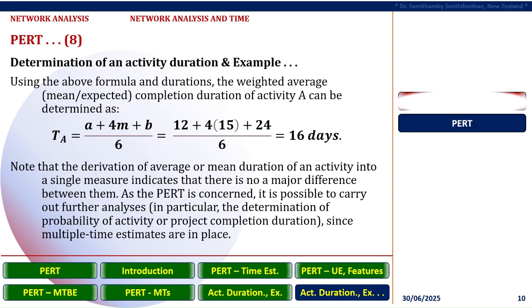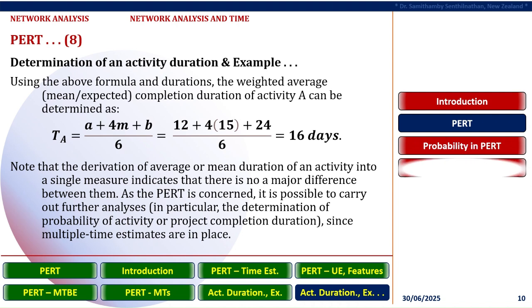Using the above formula and durations, the weighted average, mean or expected completion duration of activity A can be determined as time of activity A equals the sum of 12 plus 4 times 15 plus 24, divided by 6, and results in 16 days. Note that the derivation of average or mean duration of an activity as a single measure indicates that there is no major difference between them.